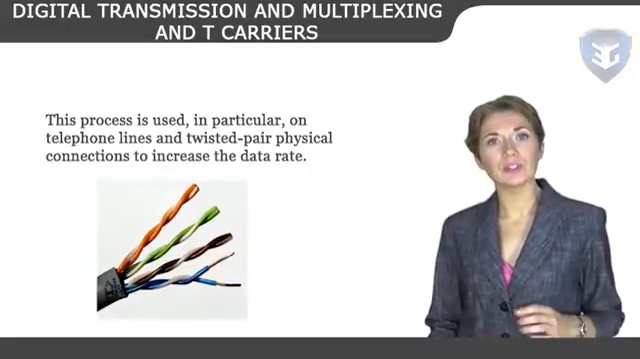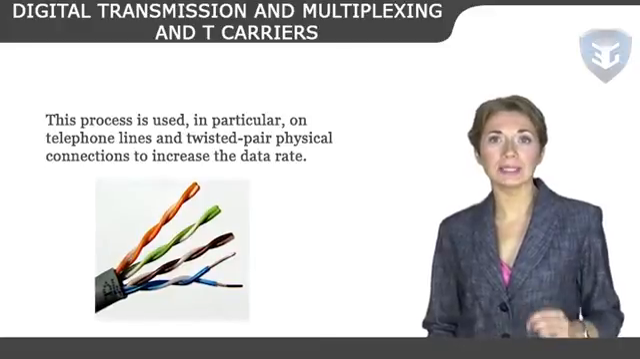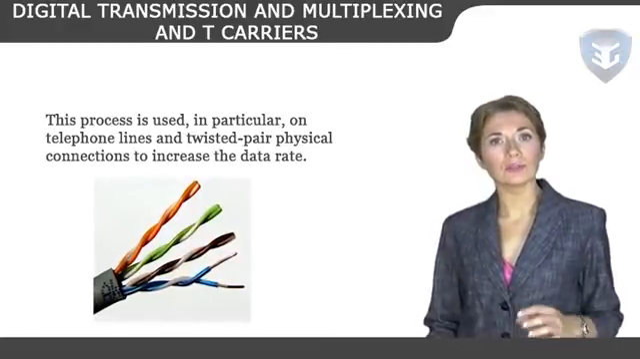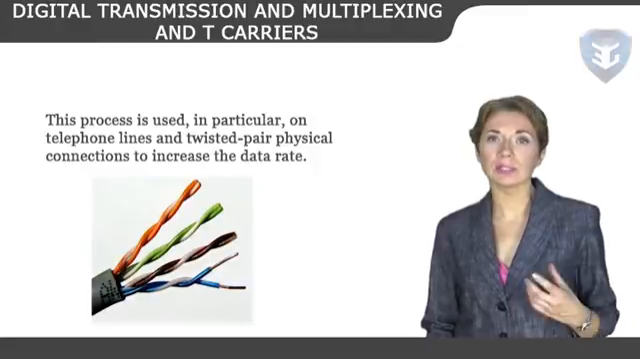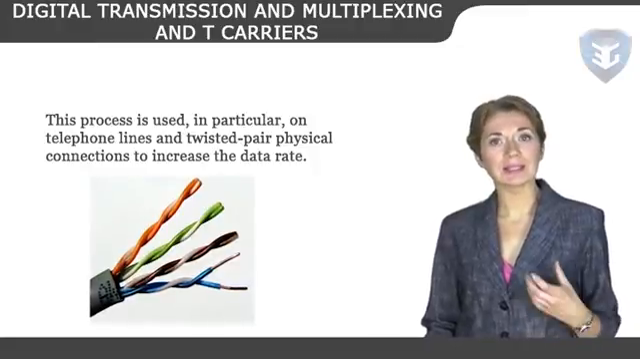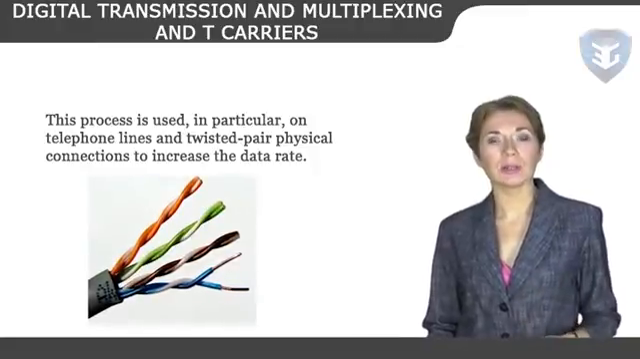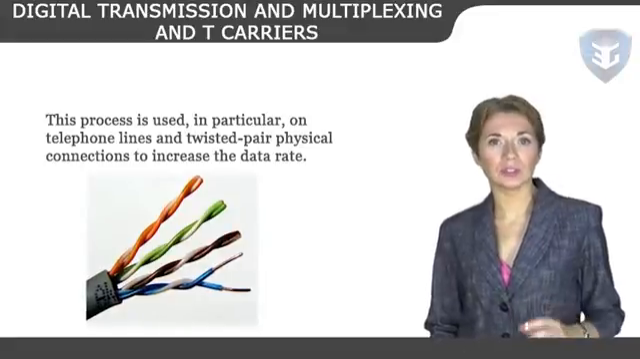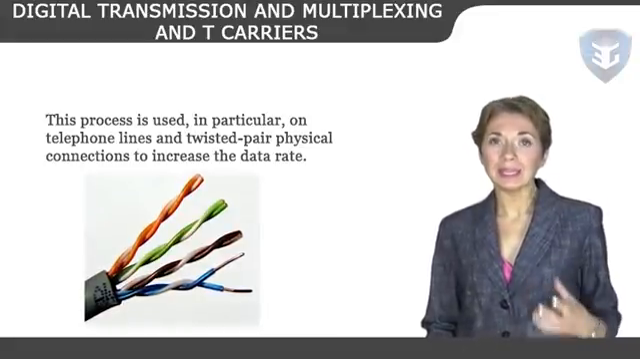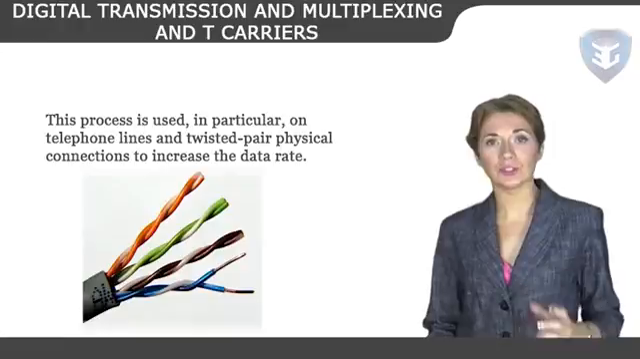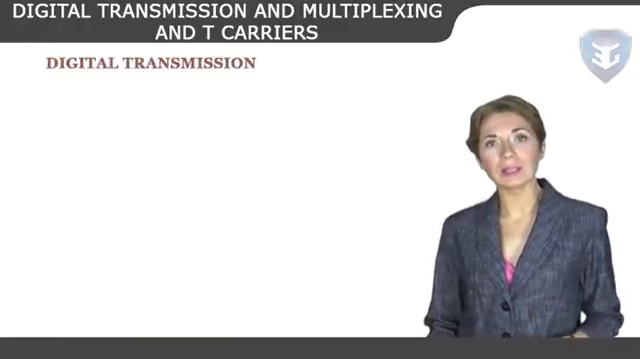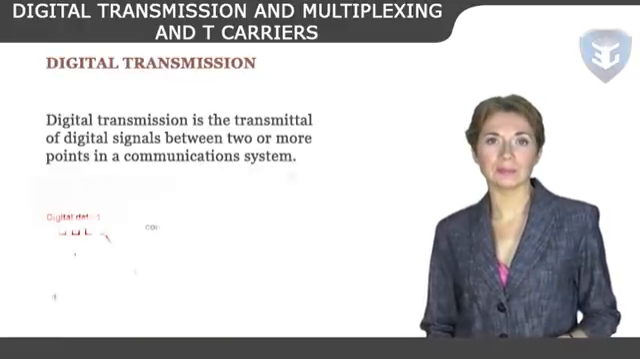In time division multiplexing, also called TDM, the signals from the different low-speed channels are sampled and transmitted successively on the high-speed channel by allocating each channel in turn all of the bandwidth, even if it does not have any data to transmit. Now let's talk about digital transmission.